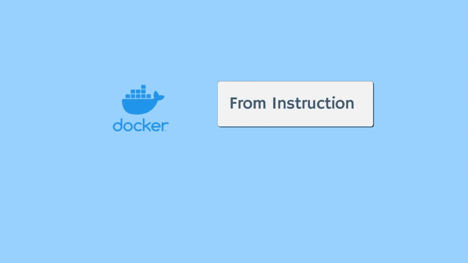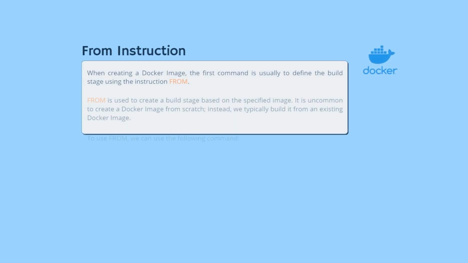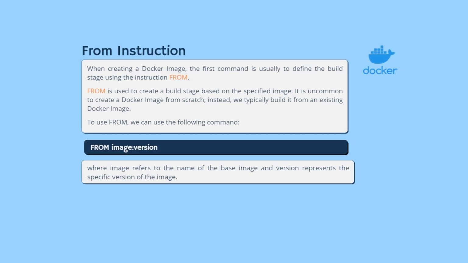FROM instruction. When creating a Docker image, the first command is usually to define the build stage using the instruction FROM. FROM is used to create a build stage based on the specified image. It is uncommon to create a Docker image from scratch. Instead, we typically build it from an existing Docker image. To use FROM, we can use the following command: FROM image:version, where image refers to the name of the base image and version represents the specific version of the image.